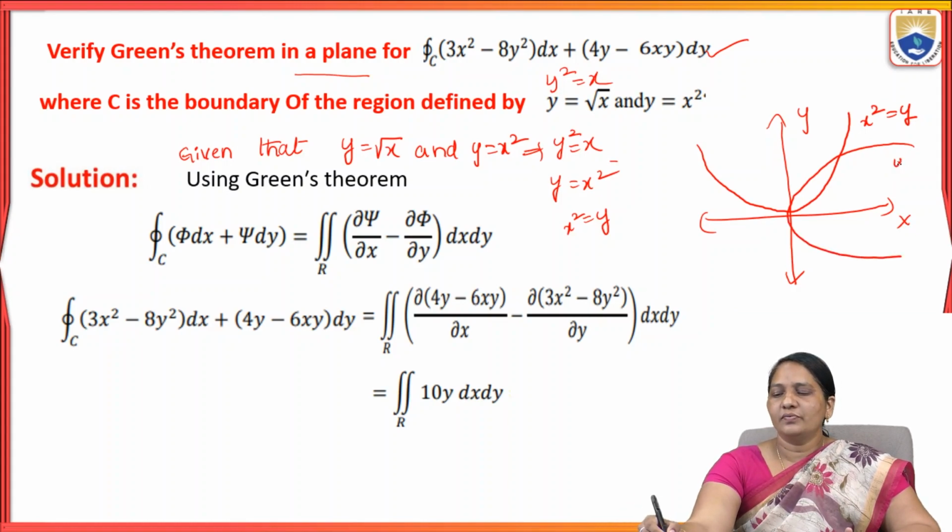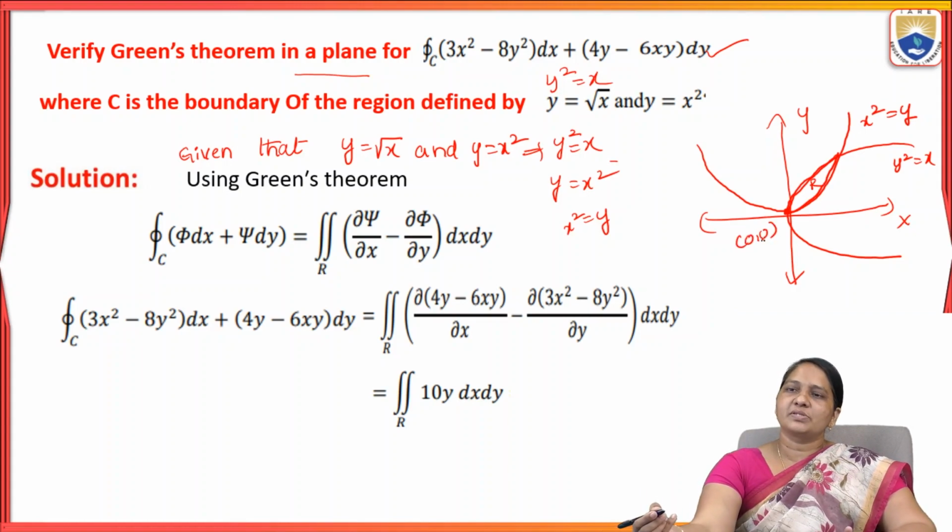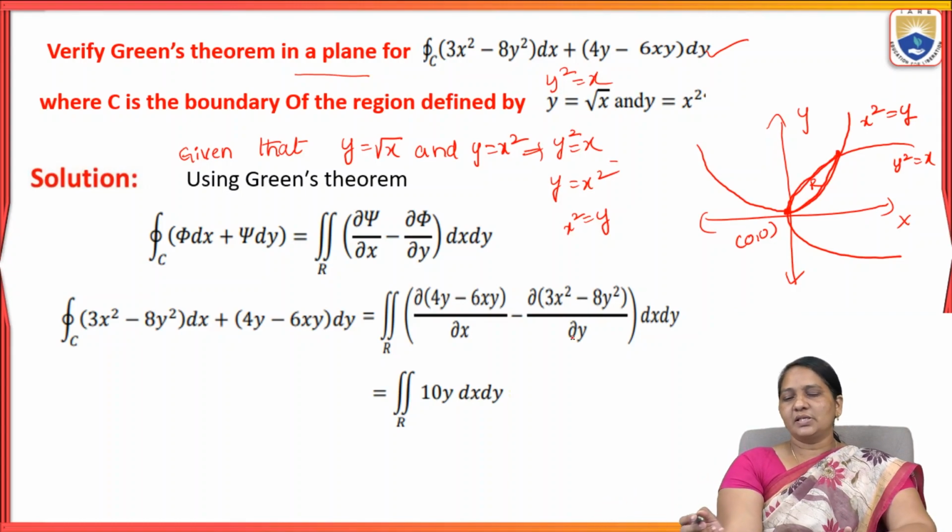This is the curve y square equal to x. So this is the region, the bounded region by the curves. So this is our region we are taking here. According to that, one intersecting point is 0, 0. So what is the other intersecting point? We are going to see now.